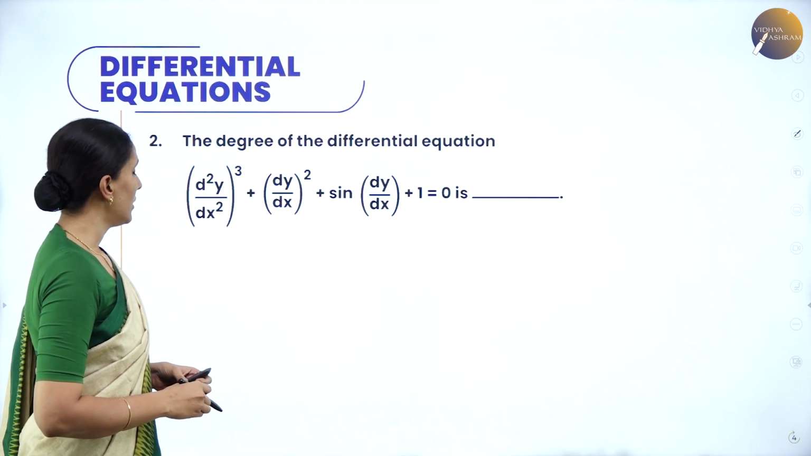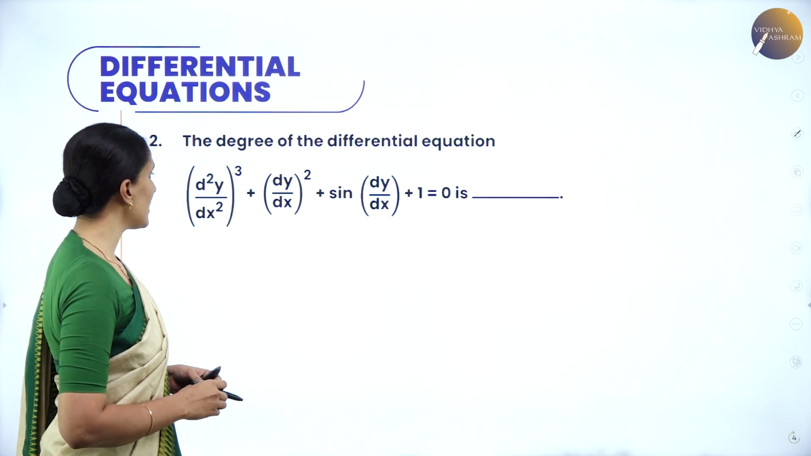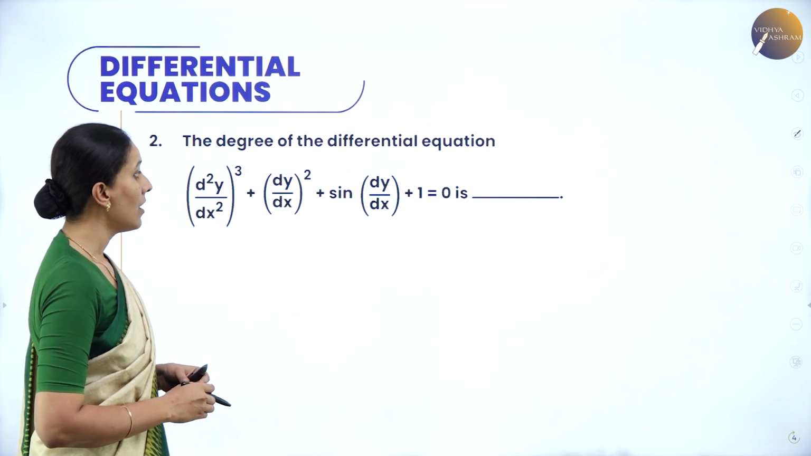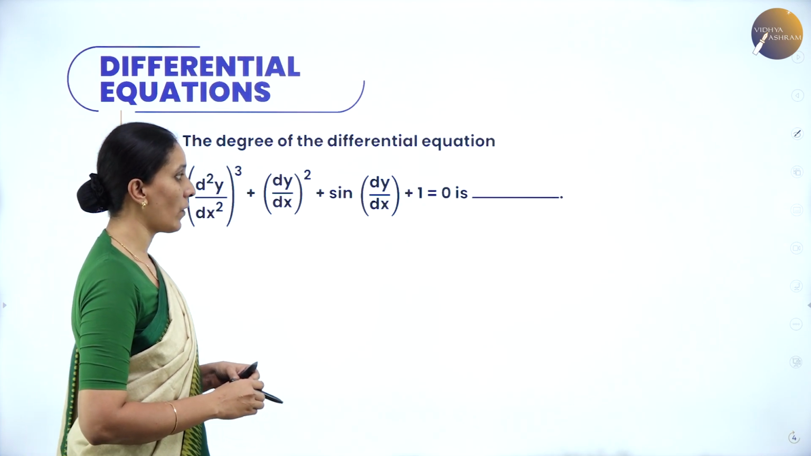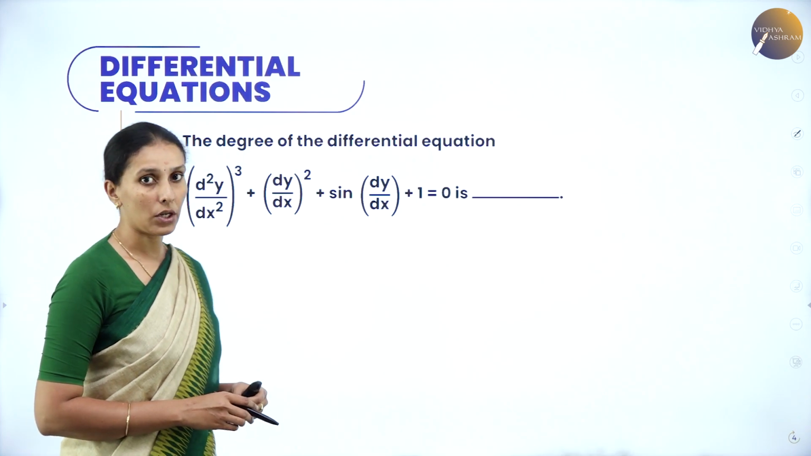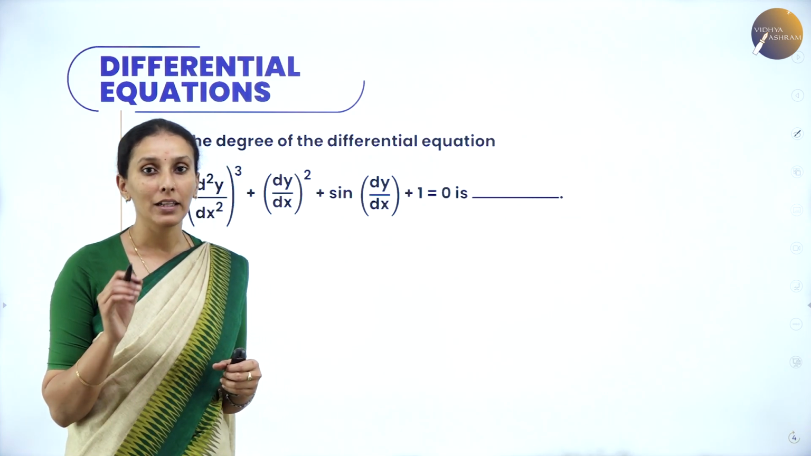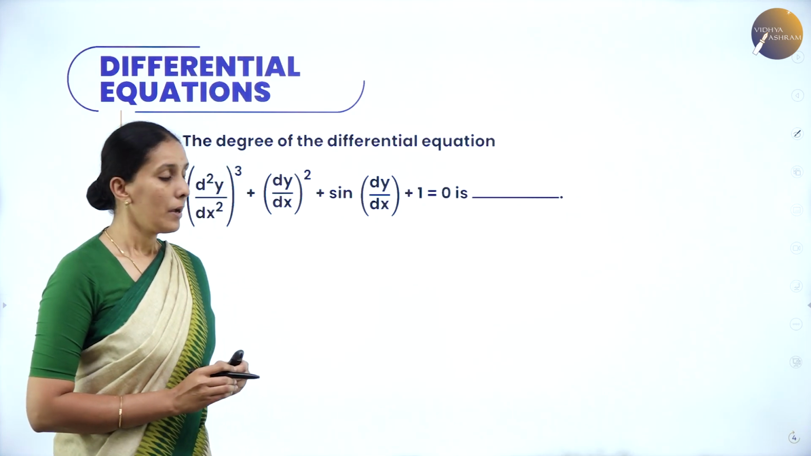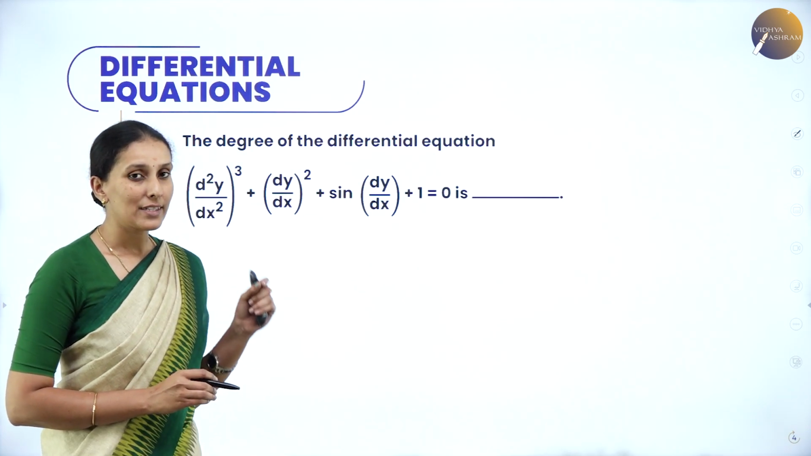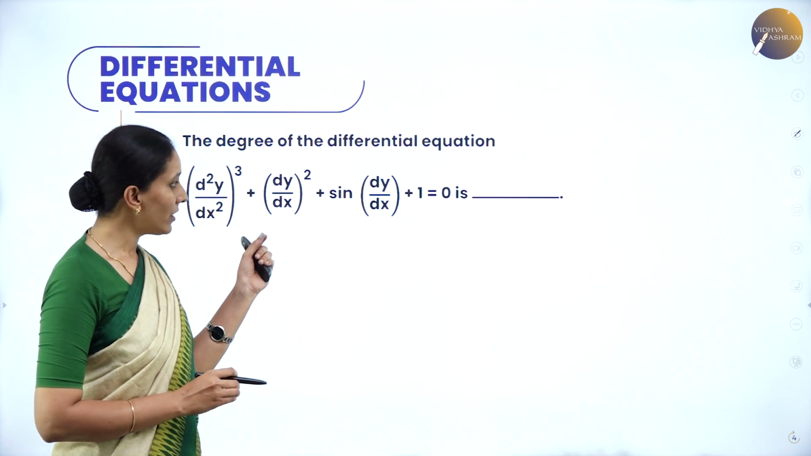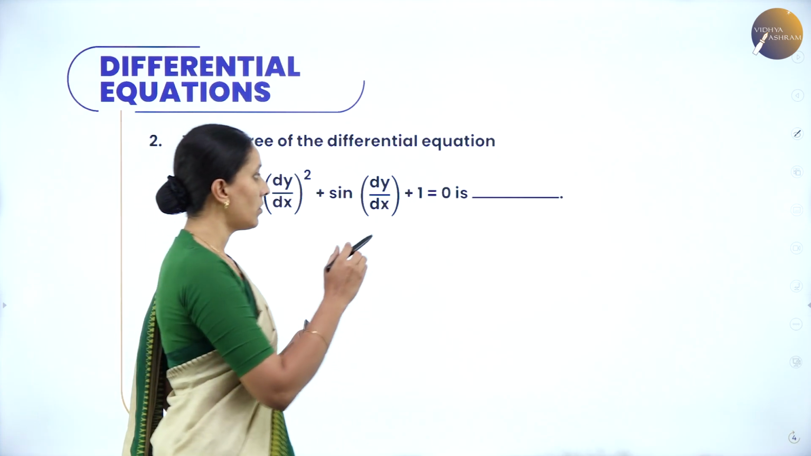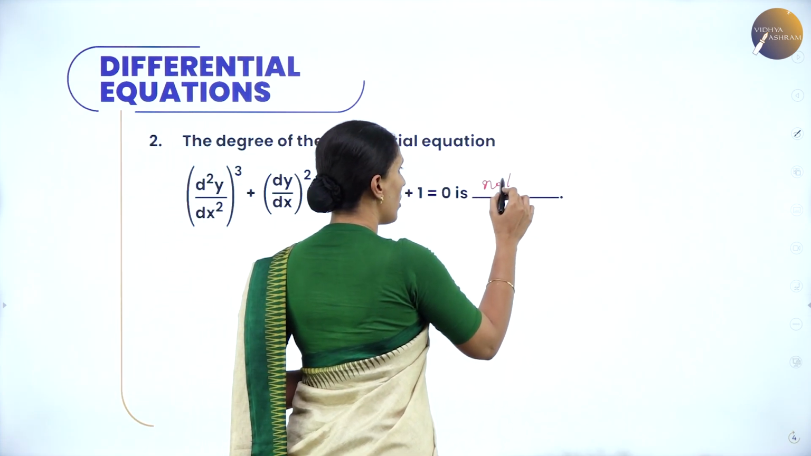Next. The degree of the differential equation d square y by dx square whole cube plus dy by dx whole square plus sin dy by dx plus 1 is equal to 0 is. So when we say the degree of the differential equation, the derivative should be in the form of polynomial equation. But here dy by dx is along with the sine function. So in such cases, when we have the derivatives under any functions, so the degree is not defined here. So therefore, the answer is not defined.